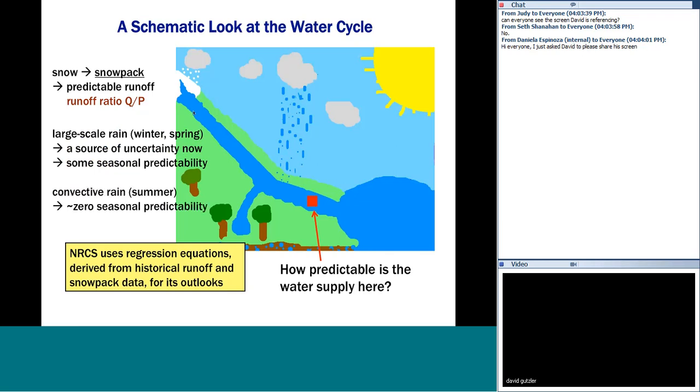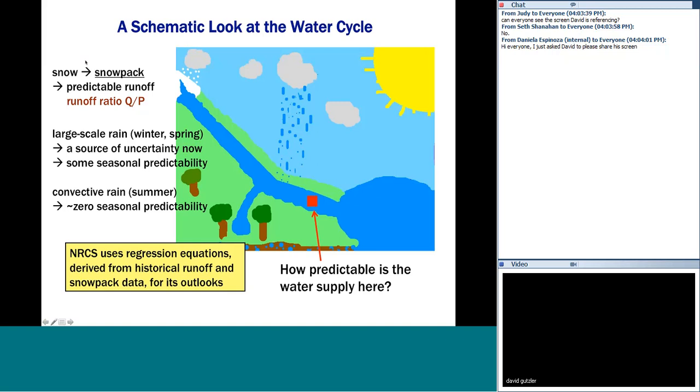And then finally, I haven't talked about this too much in this presentation, but there's convective rain that also falls in this system in the summer, for which we have essentially zero seasonal predictability and for which our long-term climate change projections also don't provide us with too much guidance.